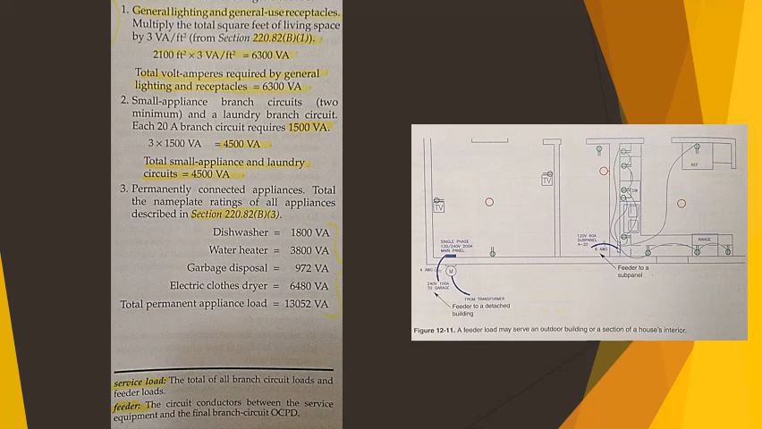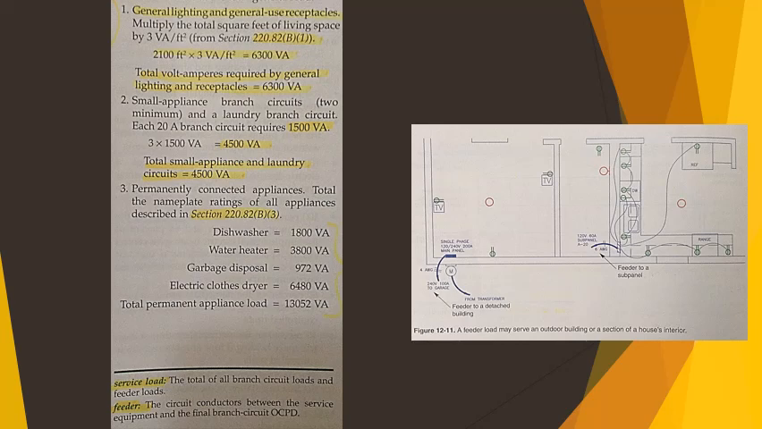Step 2, small appliance branch circuits. 2 minimum and a laundry branch circuit. Each 20 amp branch circuit requires 1500 VA. So 3 times 1500 VA equals 4500 VA. Total small appliance and laundry circuits equals 4500 VA again.